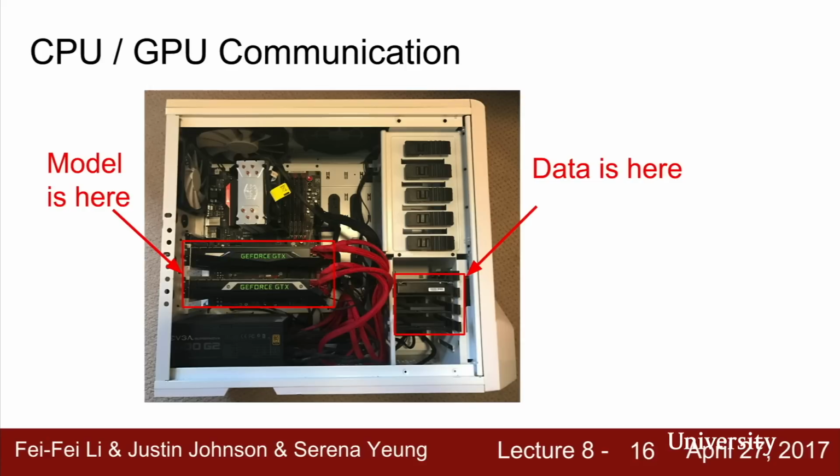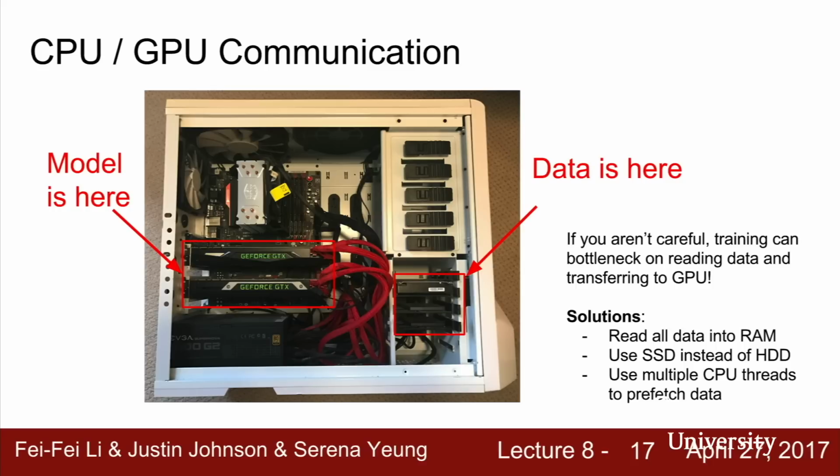So another problem that comes up in practice when you're training these things is that your model is maybe sitting on the GPU. The weights of the model are in that 12 gigabytes of local storage on the GPU, but your big data set is sitting over on the right on a hard drive or an SSD or something like that. So if you're not careful, you can actually bottleneck your training by just trying to read the data off the disk. Because the GPU is super fast, it can compute forward and backward quite fast. But if you're reading sequentially off a spinning disk, you can actually bottleneck your training and that can be really bad and slow you down.